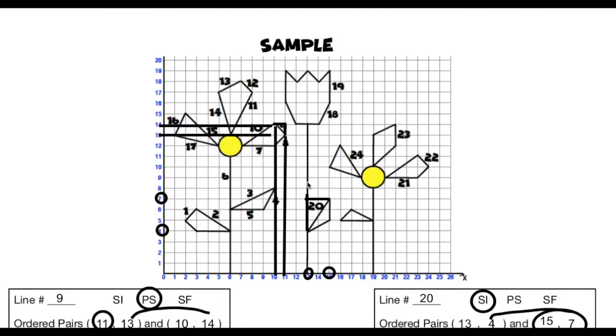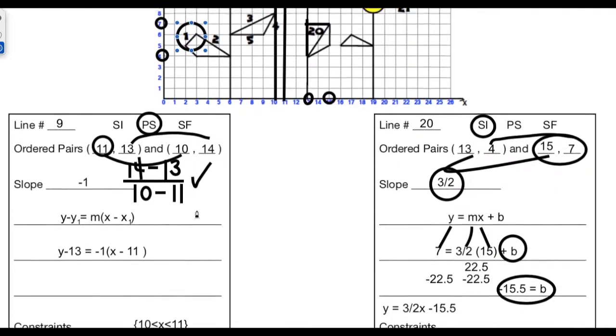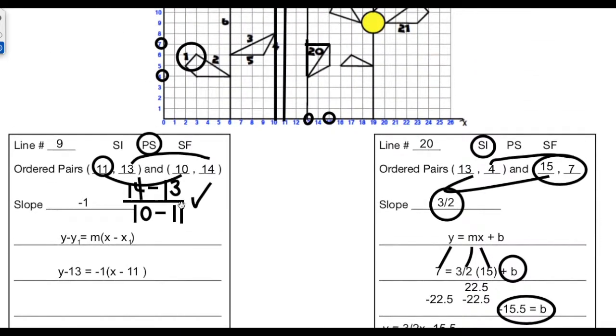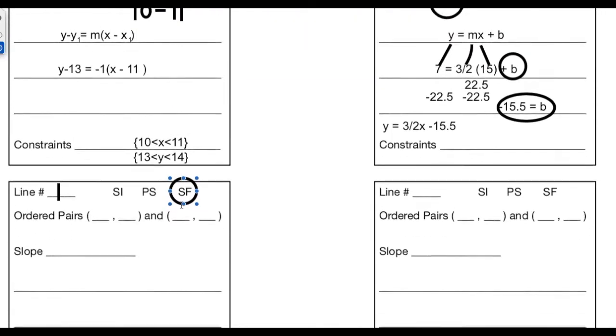For my last example, I'm going to write an equation in standard form, and my suggestion to you when you're writing in standard form on this assignment is to pick a line that has a slope of 1. And so I'm actually going to choose line number 1 right here that has a slope of 1, up 1 and over 1. So coming down here, line number 1, and we are going to write this in standard form. And the ordered pairs we have are 2, 5 and 3, 6.